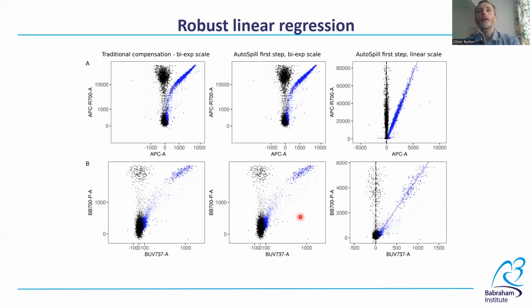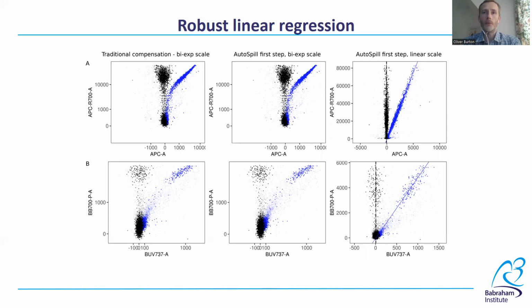Moreover, by using robust linear regression, Carlos was able to reduce the distorting influence of autofluorescence on the spillover coefficients. This method gives lower weight to events farther away from the estimated regression line. As you can see here in these examples, this is the standard bi-exponential view, the way we usually look at data. These are the events that are being ignored. And here we're looking at a linear scale where the straight line of the slope is really obvious.